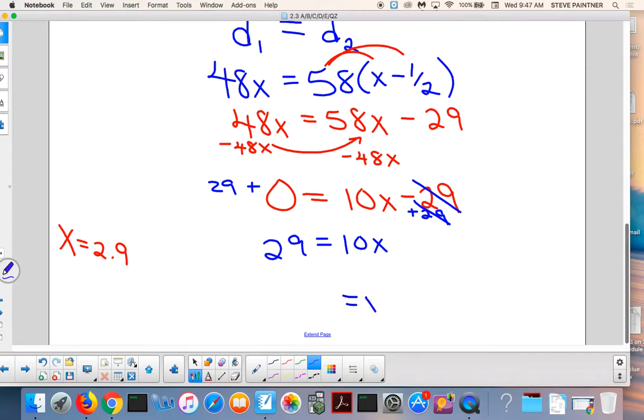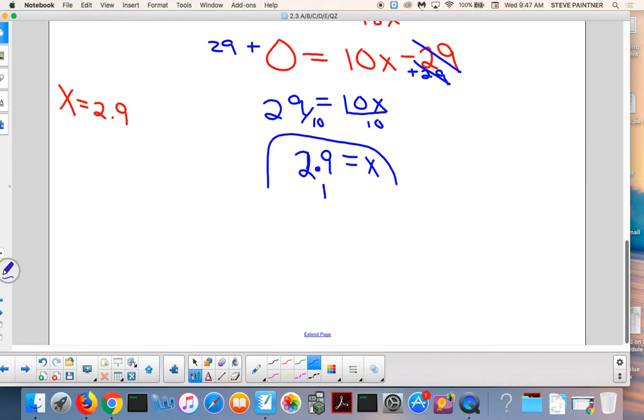Divide by 10, you get what? Oh, okay. What do you get? Oh, Chris, you said what? 2.9. Okay. And since we're dealing with miles per hour, this is measured in what? Hours.